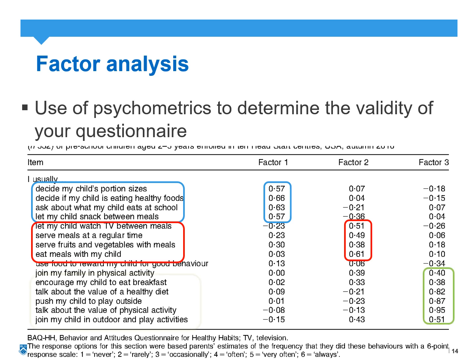And then we've got the bottom cluster of questions: encouraging my child to eat breakfast, a healthy diet, pushing my kids to play outside, talking about physical activity, joining my child in outdoor activities. So it's all about healthy living and physical activity. Again, pulling these together, what you notice is that they group themselves across these 3 factors.